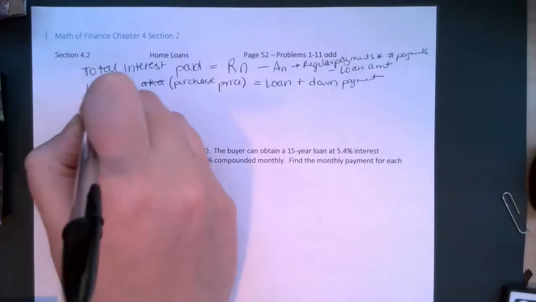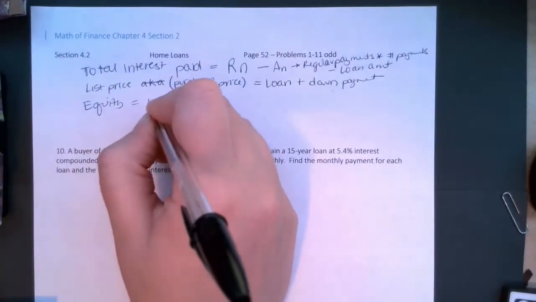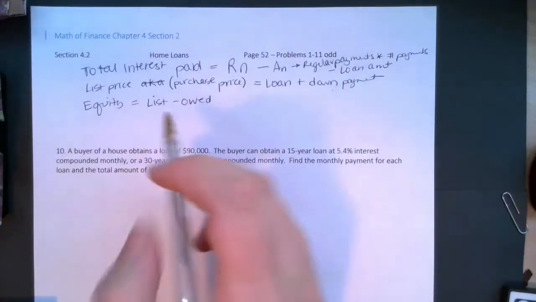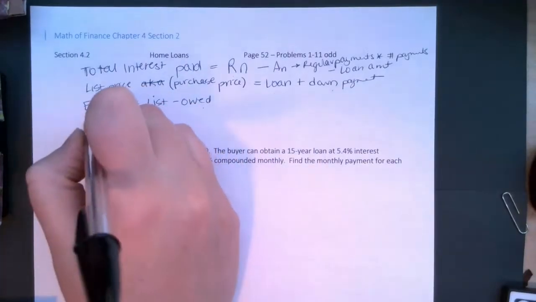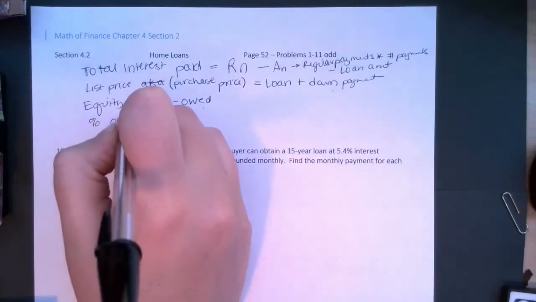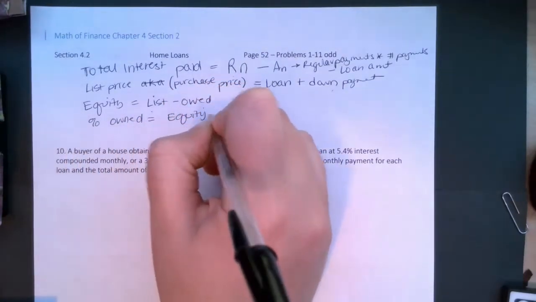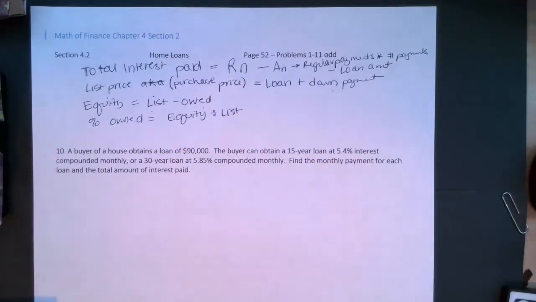Then we're going to deal with something called equity. So it's how much of your house you own. Equity is list minus owed. So it's the list price minus how much you owe. And then the percent owed is the equity divided by the list, and then you multiply that by 100 to get the percent.